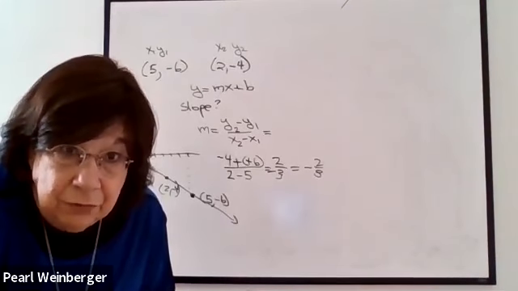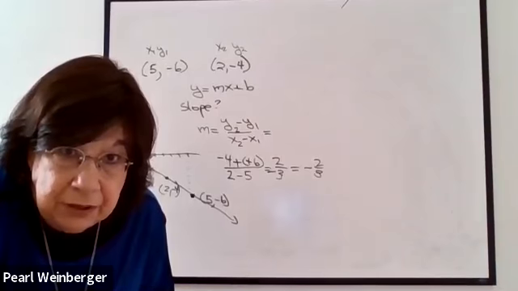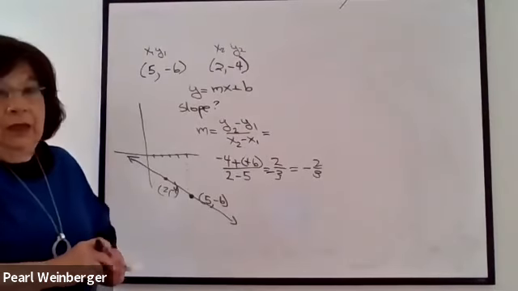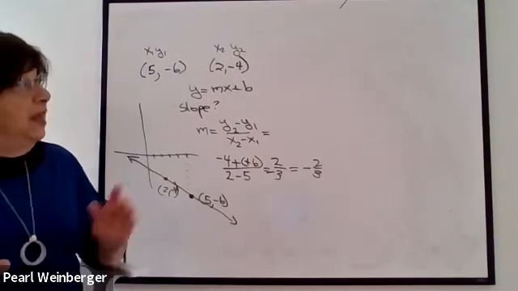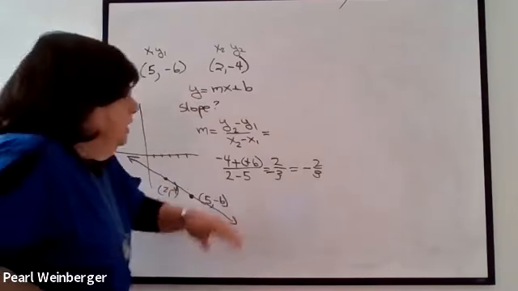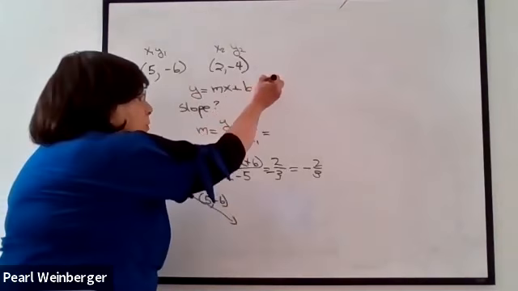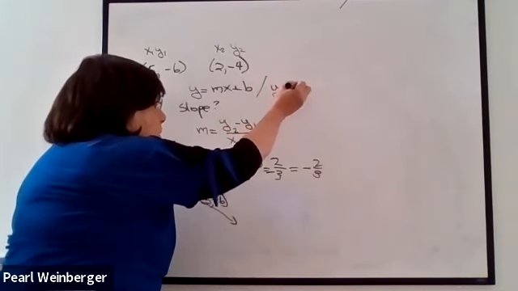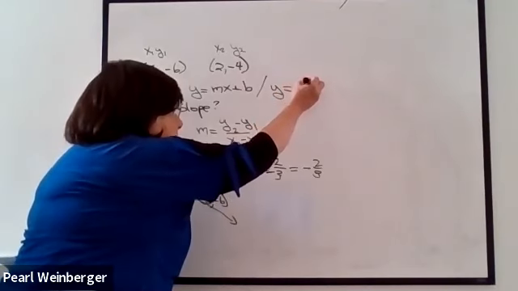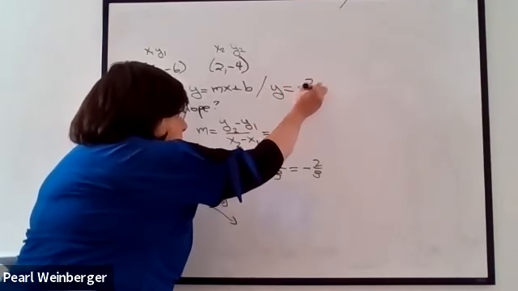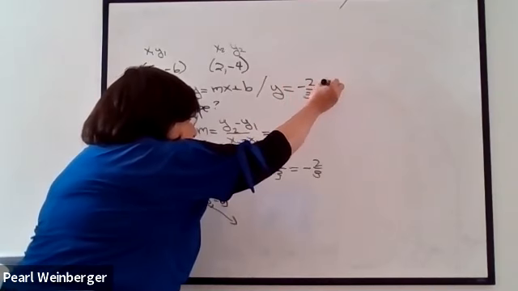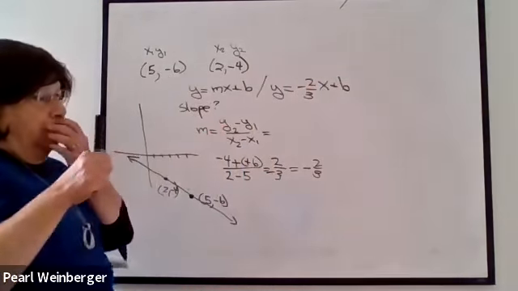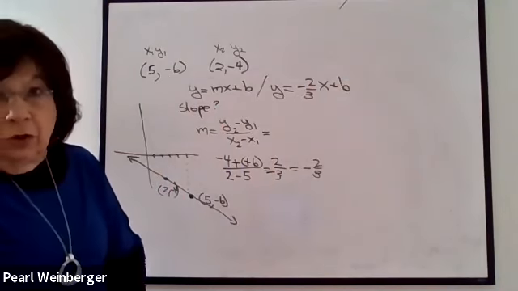Okay, and you're right. I see a bunch of people put in that it's negative 2/3. So that's the first thing. When we want to write the equation of this line, the line's equation is going to be y equals negative 2/3 x plus b, because the slope, we found out, is negative 2/3.